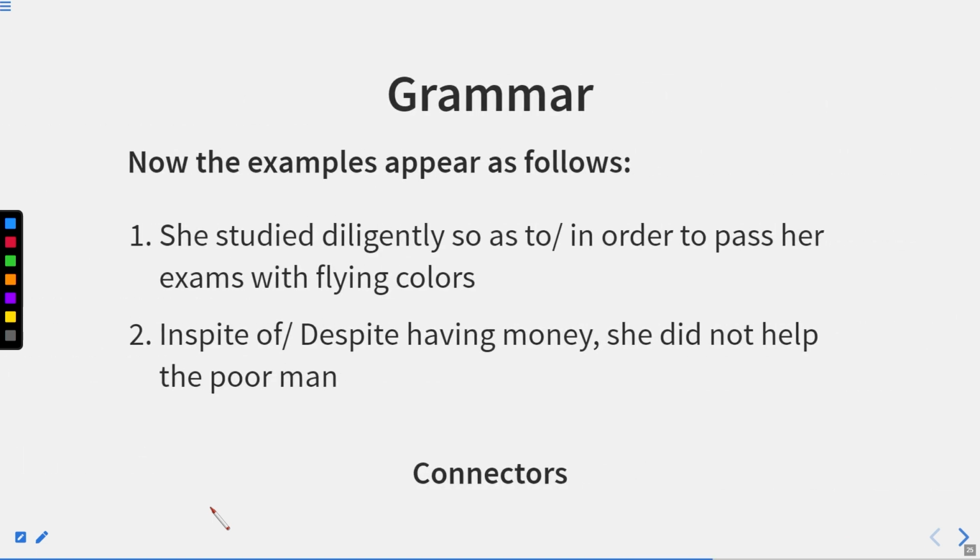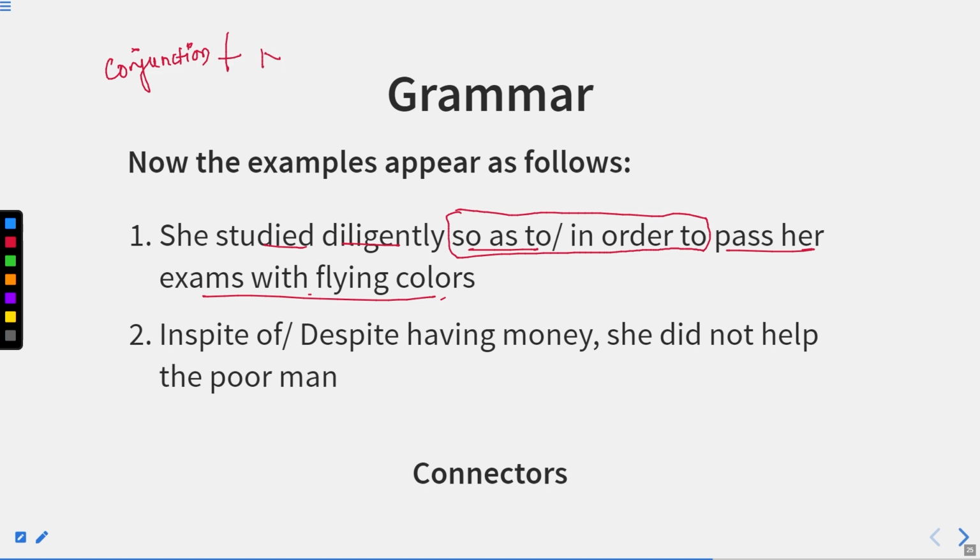Now the examples appear as follows. She studied diligently so as to pass her exams with flying colors. Or another is, she studied diligently in order to pass her exams with flying colors. Now you can see the structure over here. When we had a conjunction, after that we had either a noun or a pronoun.